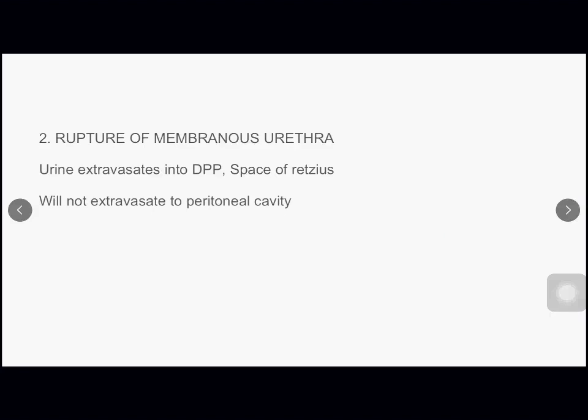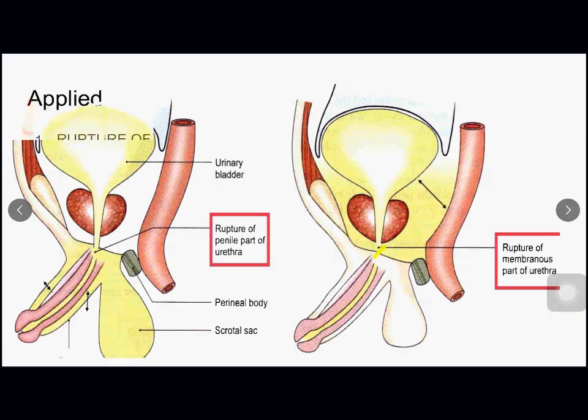Then in case of rupture of the membranous urethra, where does the urine go? I told you it is the narrowest part of the urethra, no? So it will be very much liable for any rupture. The urine will be extravasating into the entire deep perineal pouch. It will be going to the space of Retzius, the retropubic space, and it will also be filling posteriorly. Because it is not limited by the perineal membrane, the ischiorectal fossa also it will be extravasating.